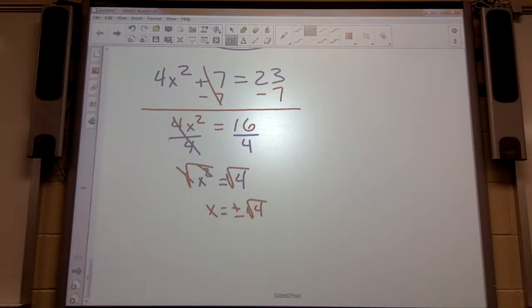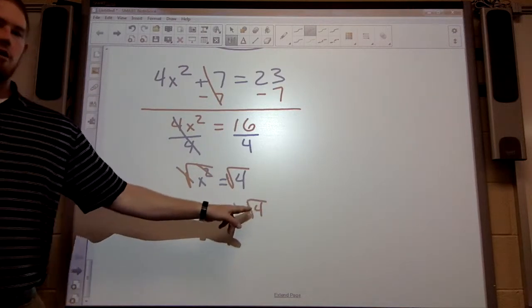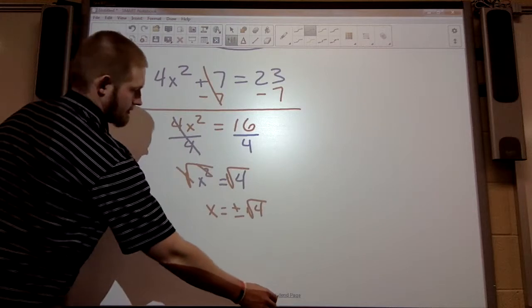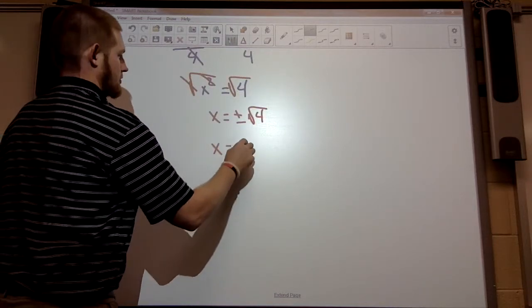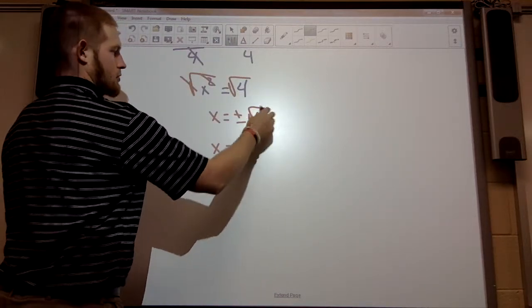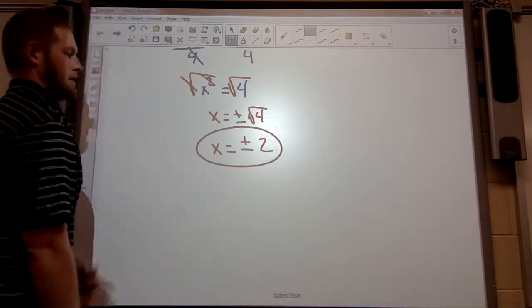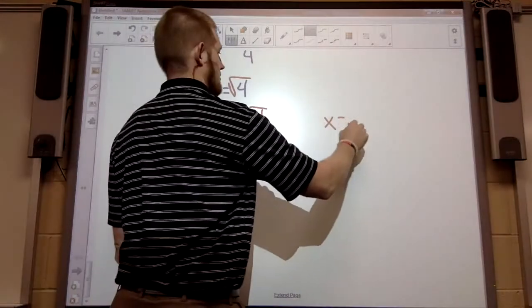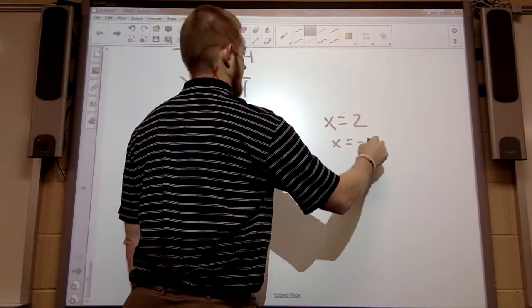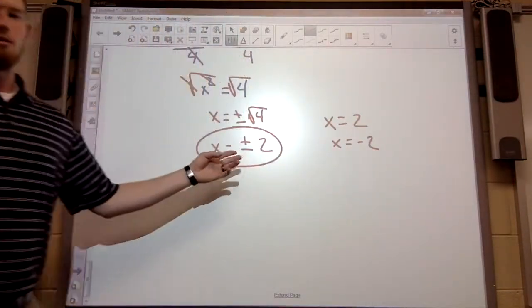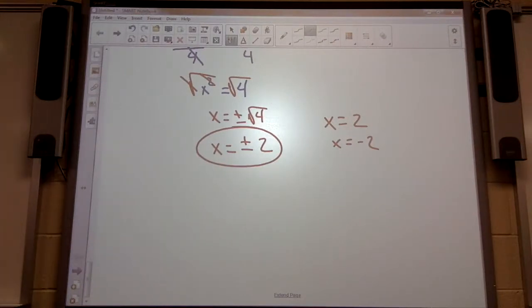The nice thing about this is it gave you a perfect square. So my final answer is going to be x equals plus or minus the square root of 4, which is 2, so it's going to be plus or minus 2. Now, the book writes it x equals 2, x equals negative 2. You can write it as plus or minus 2, that's fine. That's not a problem.